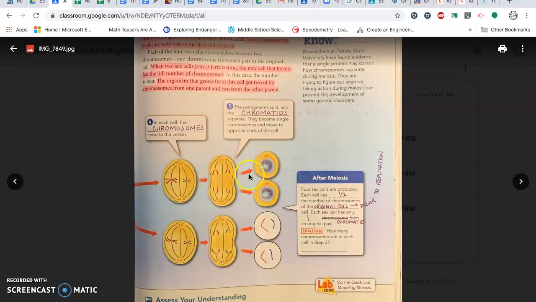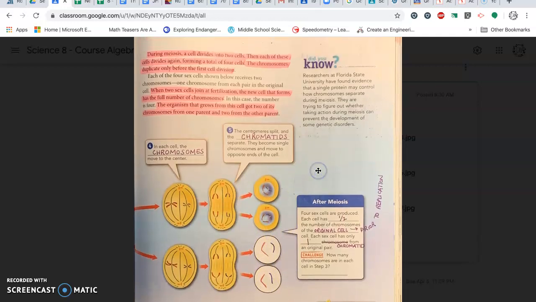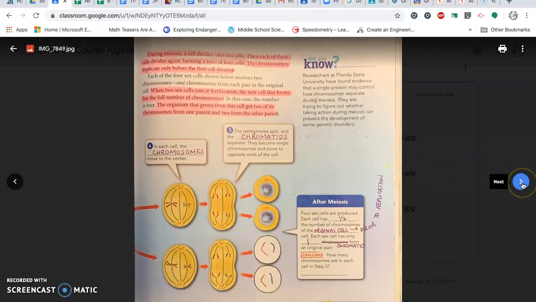And so ultimately you result in 4 sex cells, each with half of the genetic material, half the chromosomes needed for the organism. And that's true for egg, and that's true for sperm. They're both formed the same way.